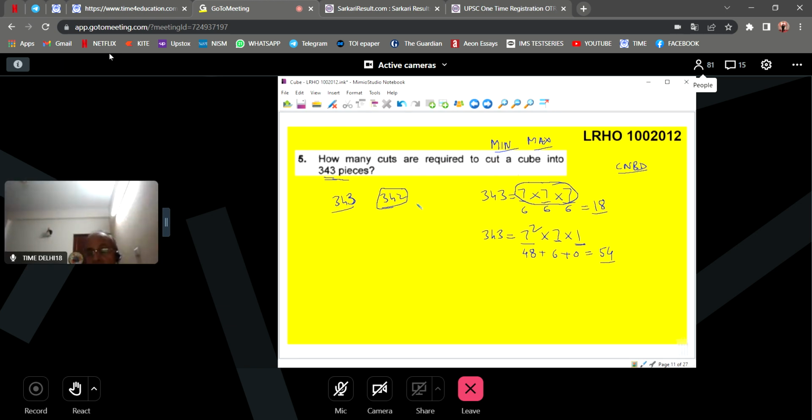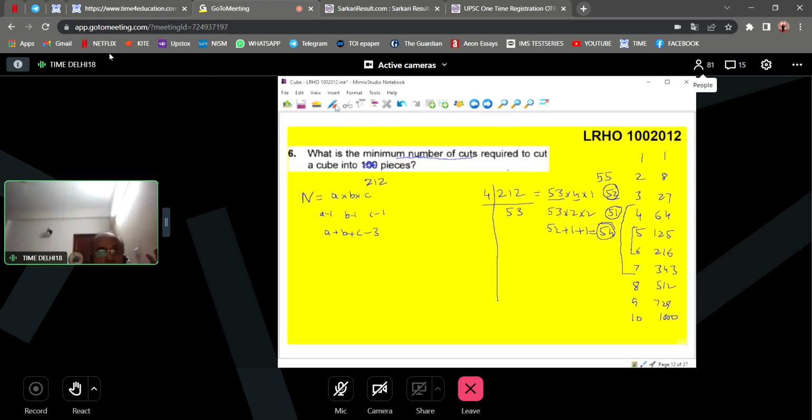Can be any of these three numbers. Is it fine? कोई doubt किसी को इसमें? So the answer is cannot be determined. The answer is cannot be determined. Fine. Let's go to the next question.